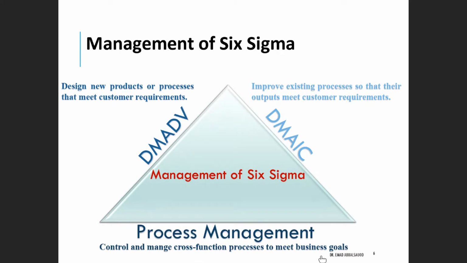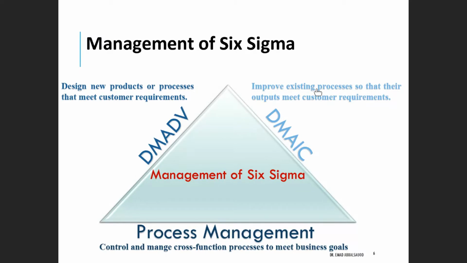Your goal is to achieve certain profits at the end of the year. So as you are managing and implementing either one of those or both of them, you have to pay attention to manage your process to meet your business goals, not only your customer requirements. And this is one of the things that in the DMAIC or the DMADV, when we talk about customer, we always talk about the internal and external.